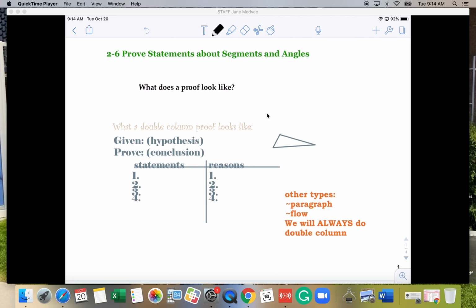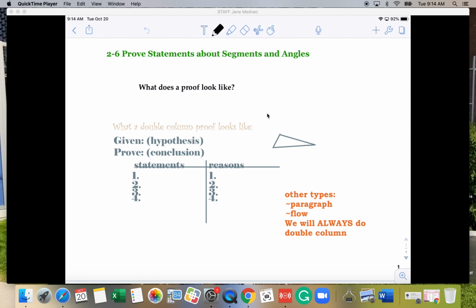Today we are going to look at 2.6, prove statements about segments and angles. You're going to remember from yesterday, you started some proof items. You looked at substitution, addition, subtraction, reflexive. We're going to talk a little bit about that at the end of this video.